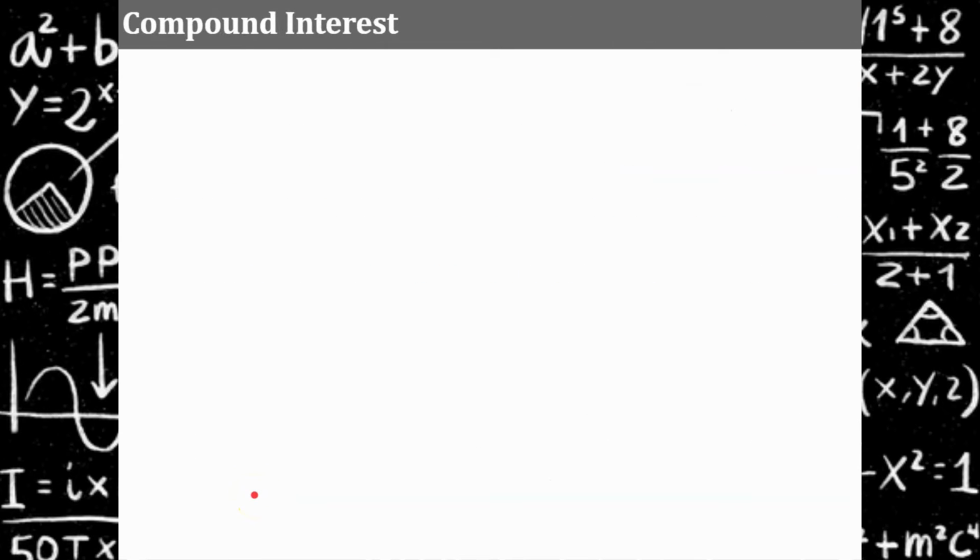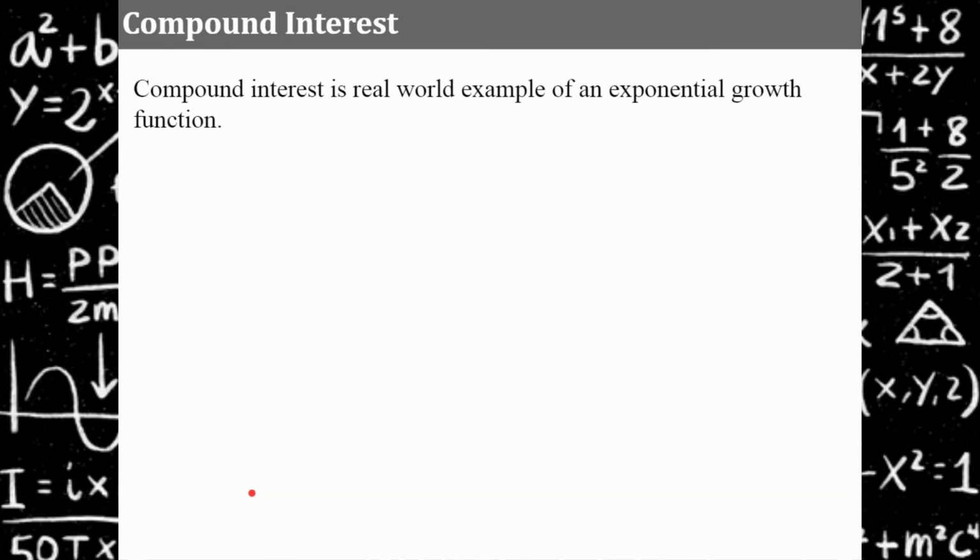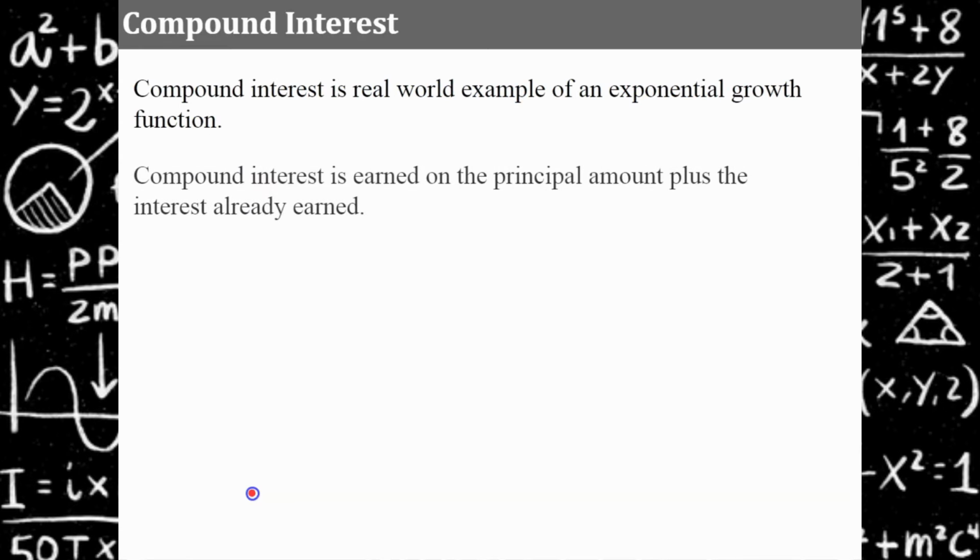So first, let's talk about what compound interest is. In a previous grade level, you should have learned about simple interest. Now we're going to use our exponential growth knowledge to find compound interest. Compound interest is a real-world example of an exponential growth function. Compound interest is earned on the principal amount plus the interest already earned.